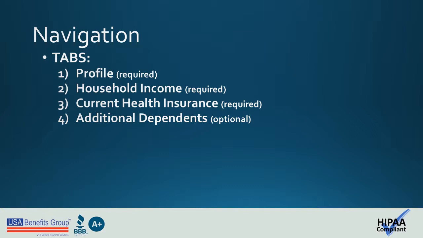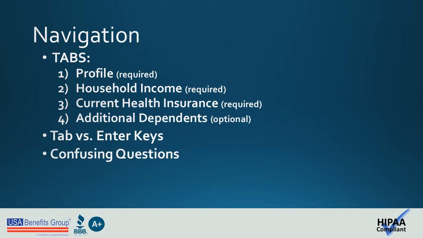As you go about filling out the form, the Tab key on your keyboard will move you from left to right across the form. The Enter key will move you down the column that you're currently in. So if you're entering information for one person, use the Enter key to move from field to field. You may come across some questions that are confusing or that you're not quite sure how to answer. Make a note of these questions and talk with your broker about them during your initial phone interview. You can log out and come back to the form later to complete at any time.